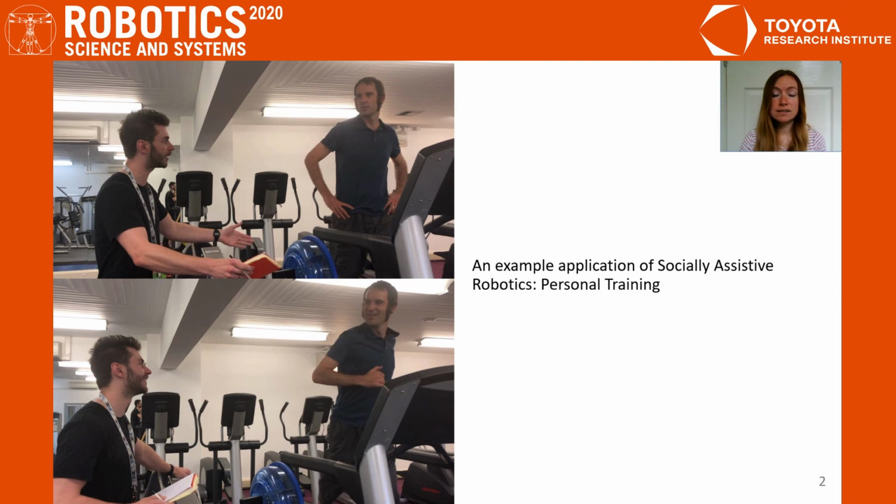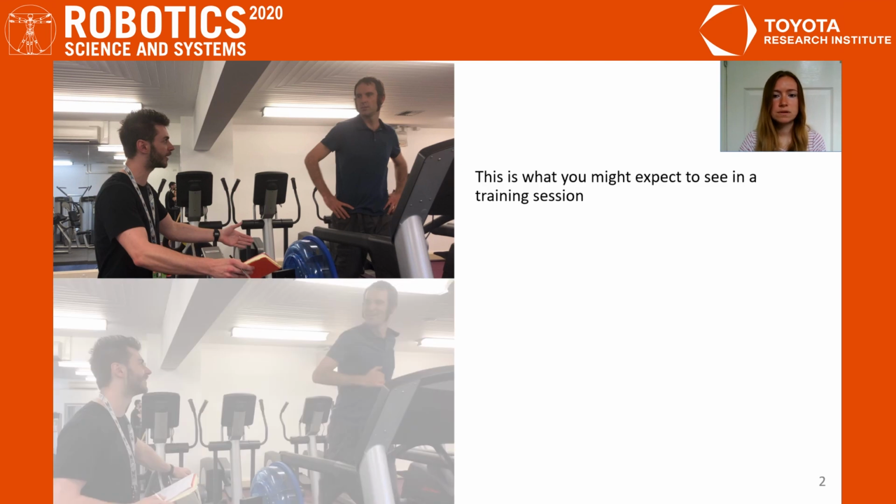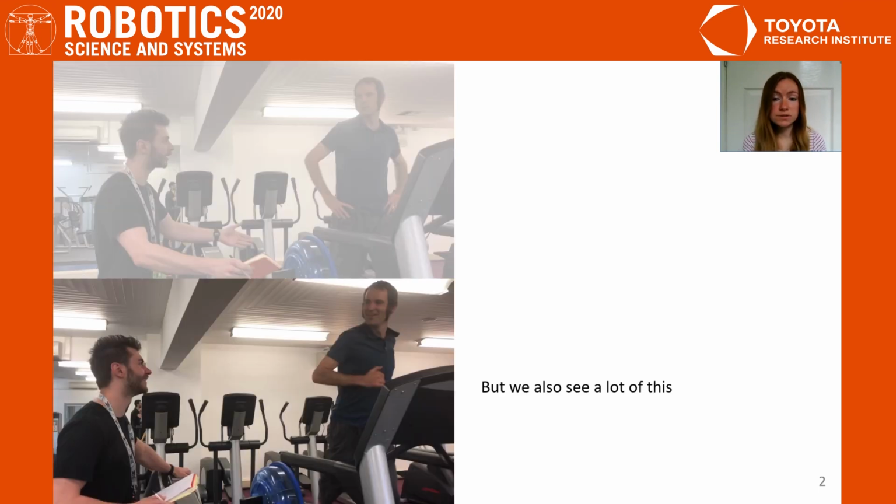So let's take an example application of socially assistive robotics, personal training or helping with exercise. This is what you might expect to see in a training session, with the instructor giving some explanation or direction to the client. But we also see a lot of this, off-topic social interaction.